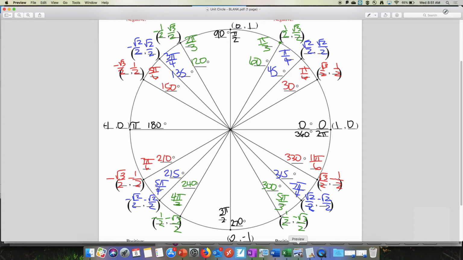Now, what can we do? Here's where it gets exciting. On our unit circle, our x-coordinate represents the cosine of the angle, and the y-coordinate represents the sine of the angle. How would you write that?